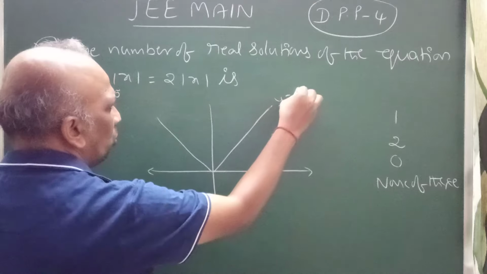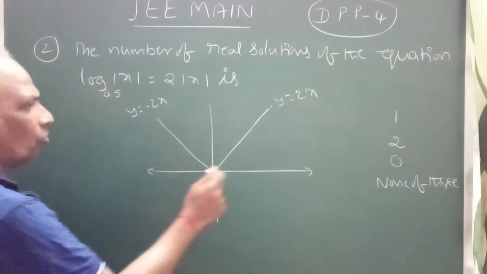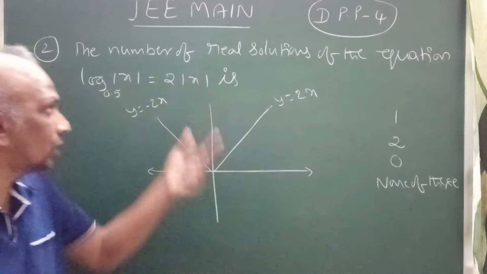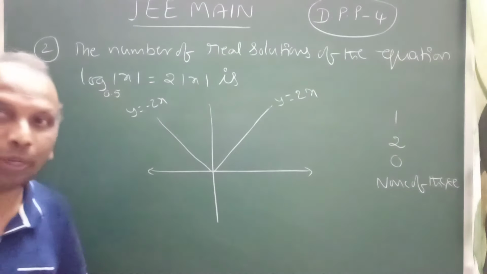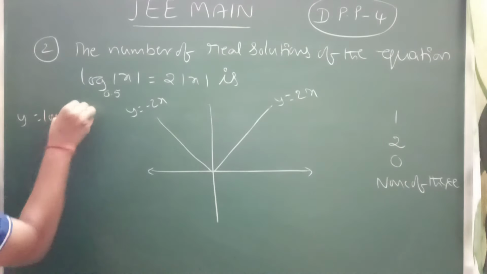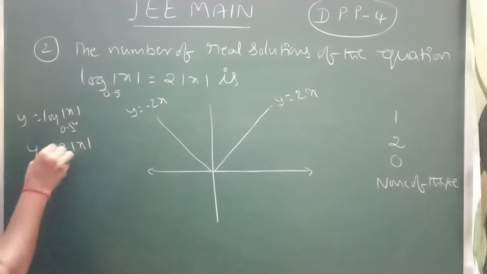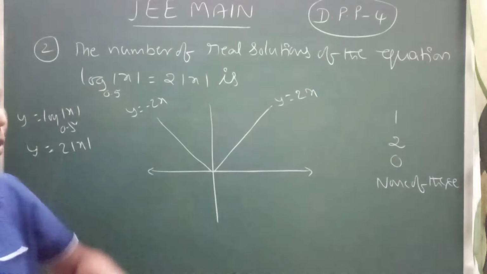So this is y equal to 2x, y equal to minus 2x. So the graph of y equal to 2 mod x. Because I can split this: y is equal to log mod x base 0.5, and y is equal to 2 mod x. Draw the graph.